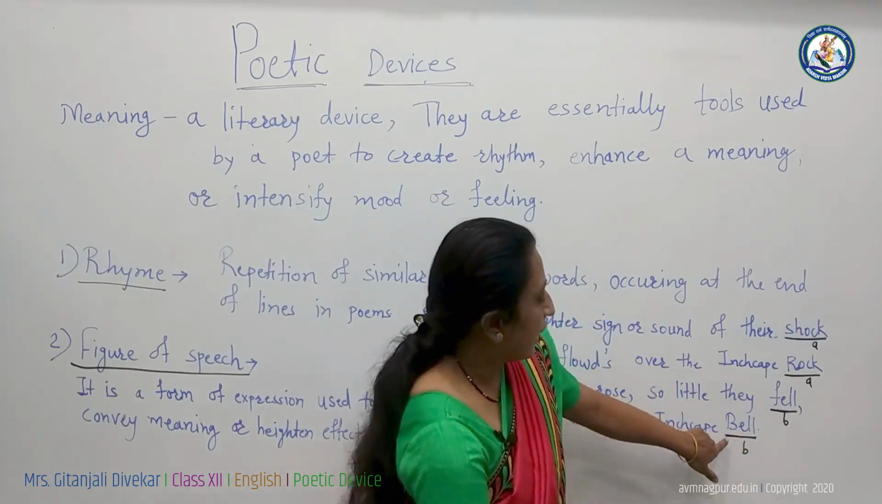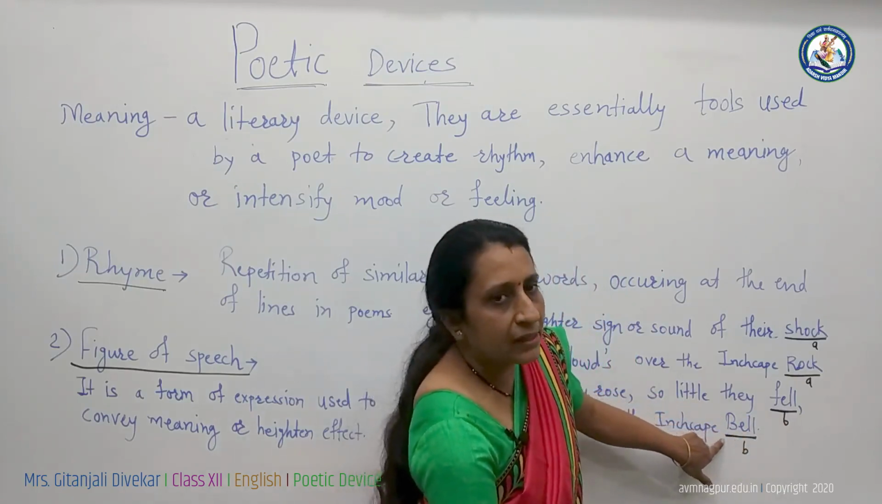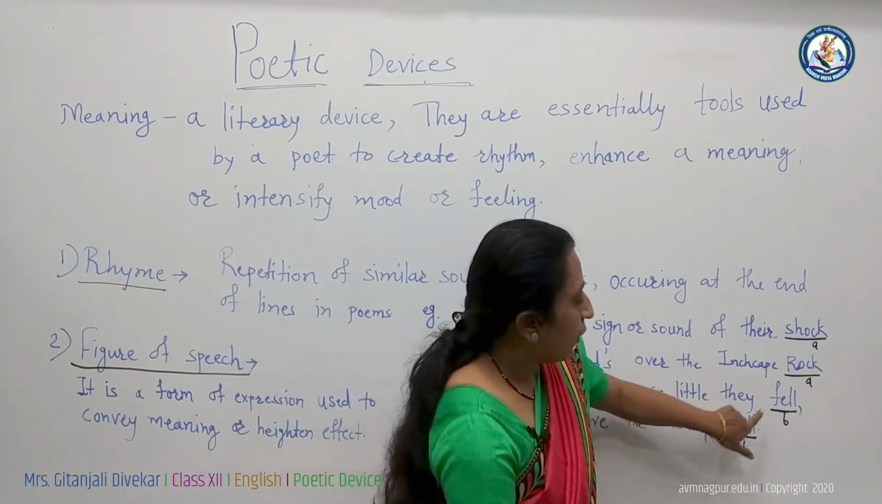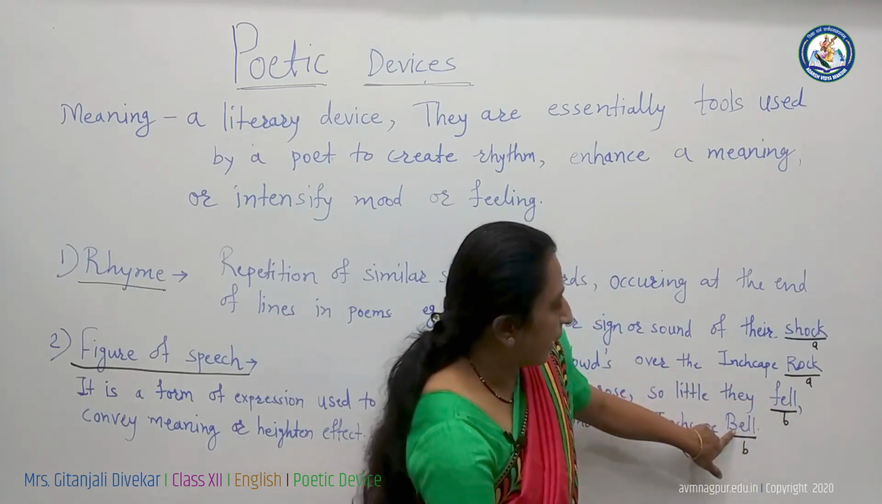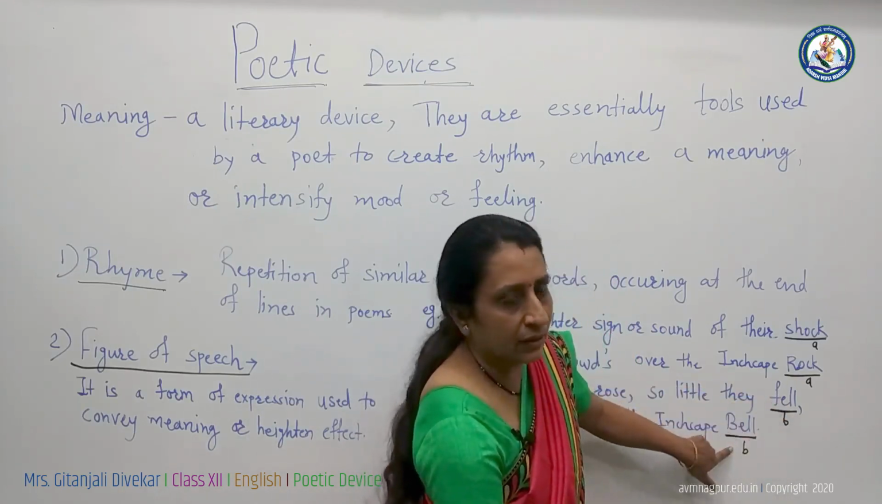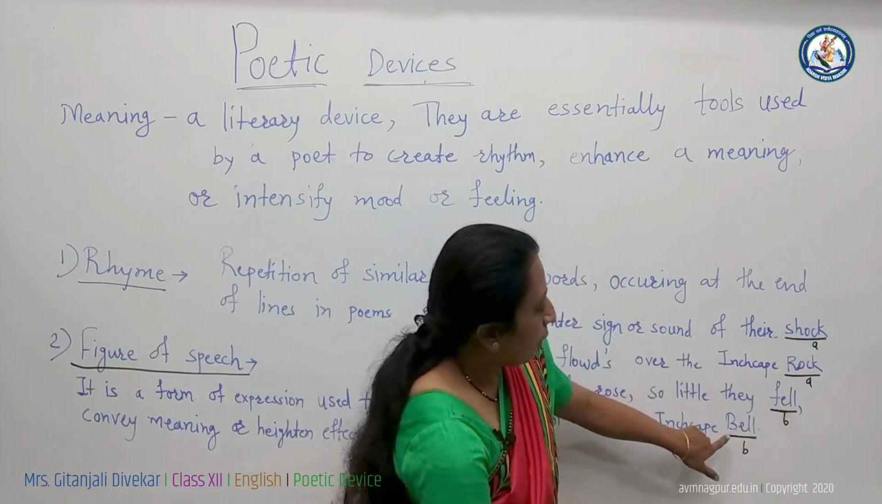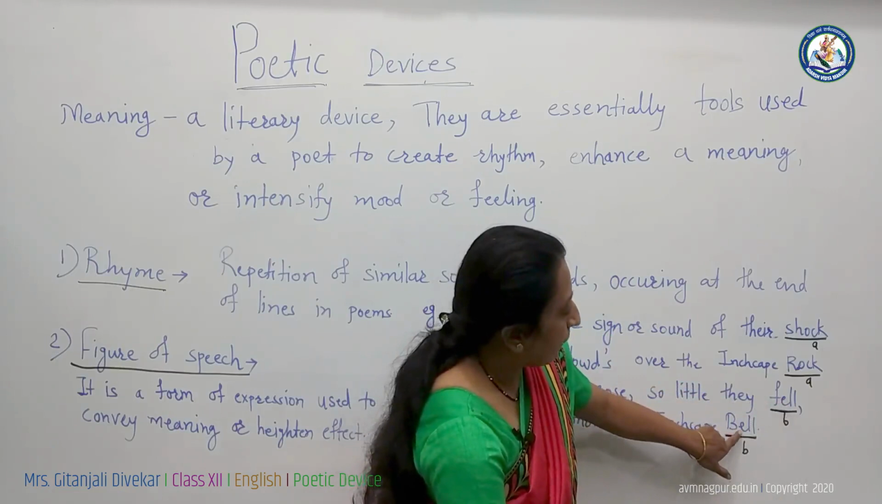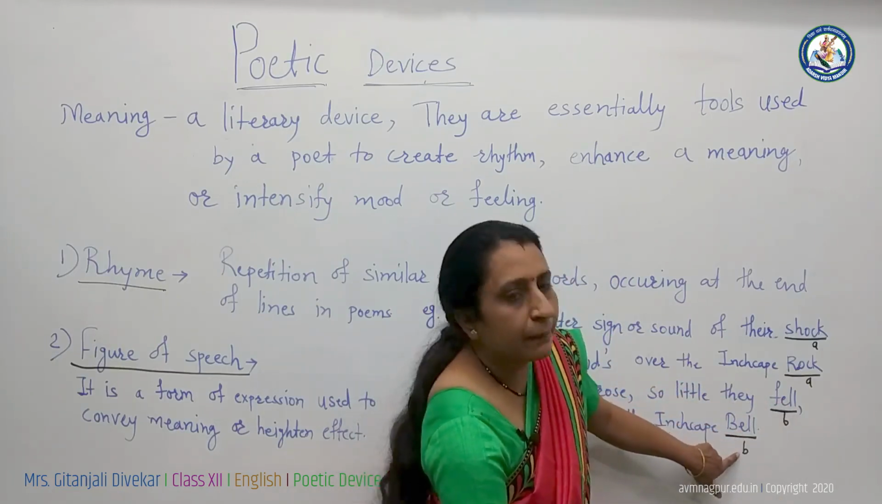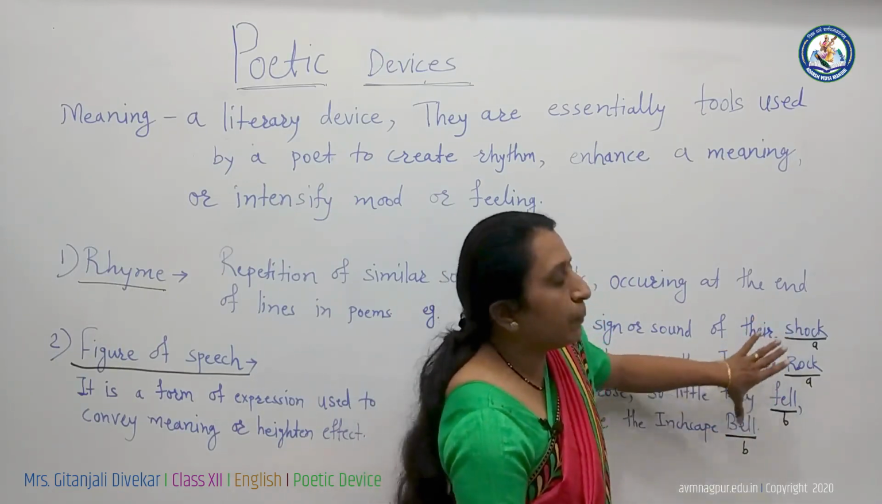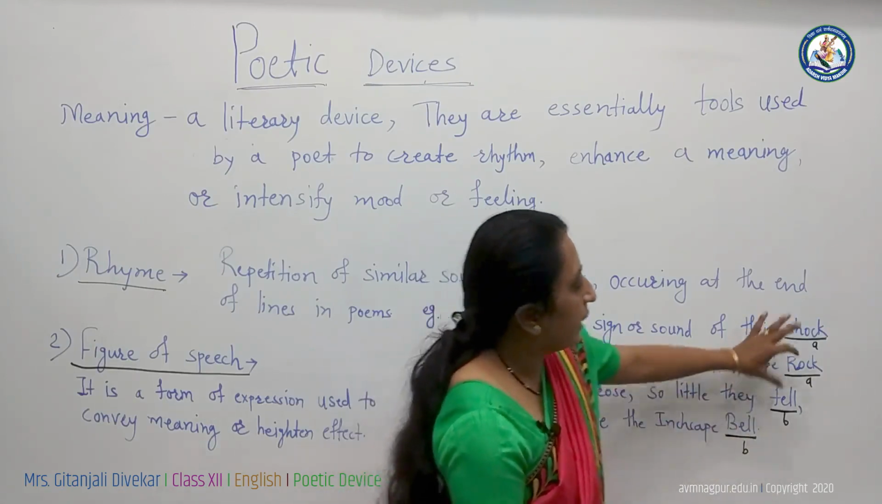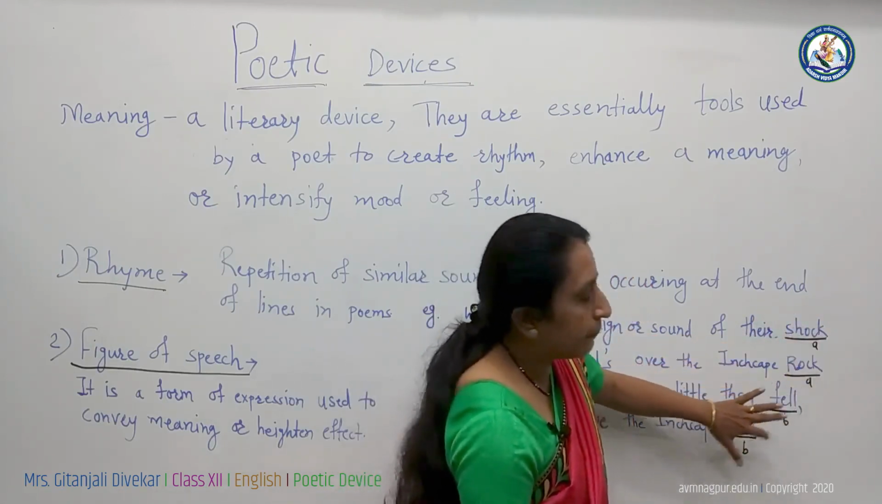Then come to the next line. The last line of this stanza ends with the word bell. Obviously, fell and bell are matching with each other. If we have denoted fell with B, now obviously we have to denote bell, the last line, with B. The rhyming scheme of this stanza will be A, B, B.